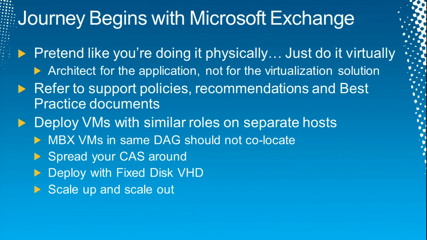You can have high processor and memory utilization on these roles, so it's a good idea to spread those out. If you put your CAS, your client access servers, through which your users are all accessing their email systems, all on one physical server and that server goes down, you could potentially have a lot of unhappy users because they can't get to their server. So spread it out. It helps with that old rule: don't put all your eggs in one basket.